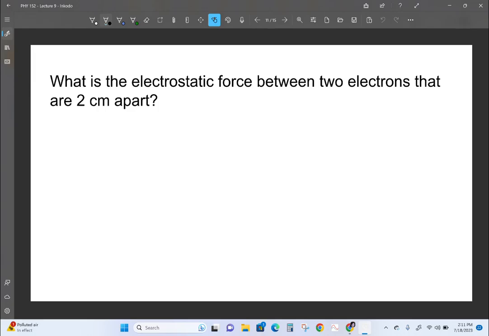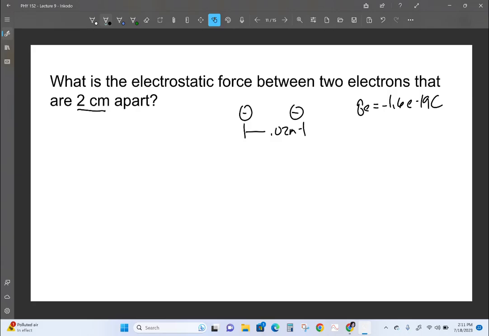So let's just do an example. We've got 2 electrons, so I'm going to put 2 electrons here. Remember that the q of an electron is negative 1.6 e to the negative 19 coulombs. And let's say that they're 2 centimeters apart. One thing we want to do is make sure that this is in meters, so this will be 0.02 meters.